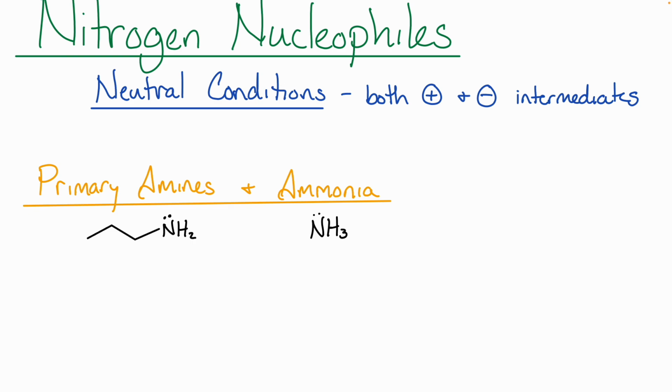When you do these reactions, you have it at slightly acidic conditions. Your pH is around 5. Right, but still pretty much in that neutral range. And again, the reason why we're having this distinction of neutral conditions is because we're going to see both positively charged and negatively charged intermediates in our reaction mechanism.